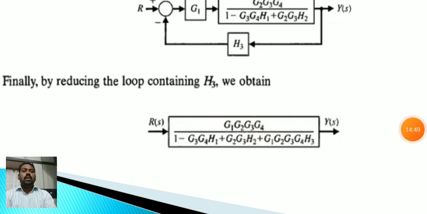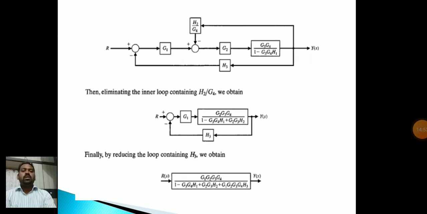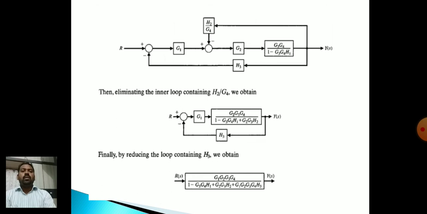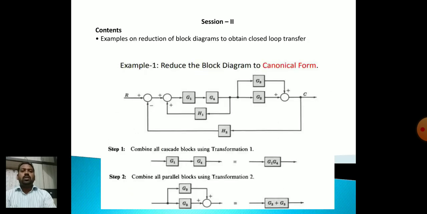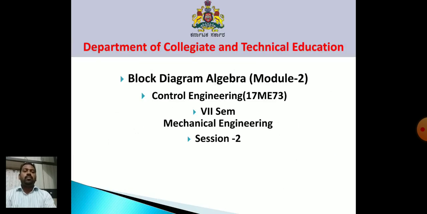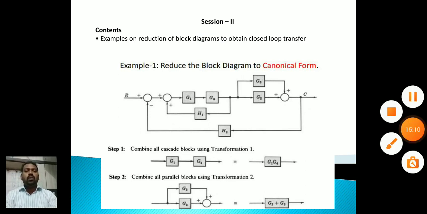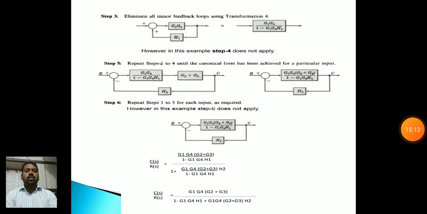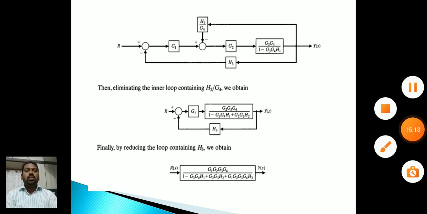So I hope with these two simple examples we understand how to reduce the block diagram into simple form. These two examples we have studied in this session, reducing the block diagram into canonical form to get the overall transfer function. This is one example, this is another example. So with this I conclude my second session.